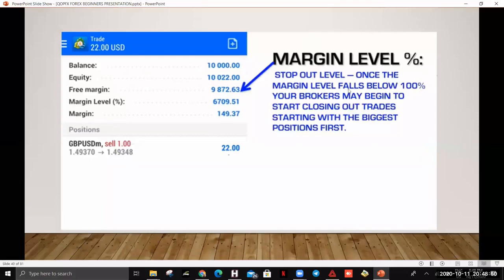Once the margin level falls below 100%, your broker may begin closing out trades, starting with your biggest position first. So if you have a loss of $100 and a loss of $2, and this level gets to zero or below 100%, your broker will not close that $2. Your broker will close the $100. So you need to be careful when you're opening too many positions and you are not making profit, you are in losses. That's what your broker does. They start closing out the big ones first.